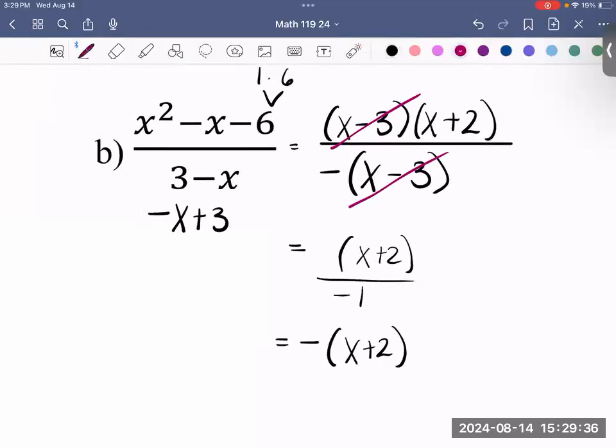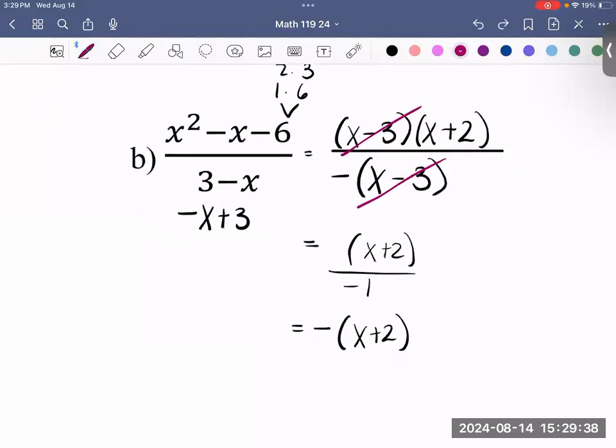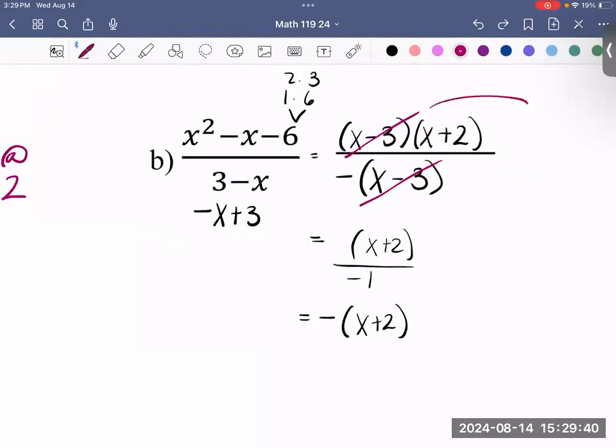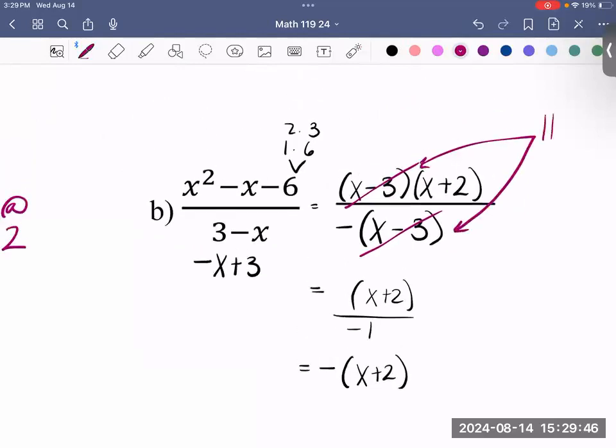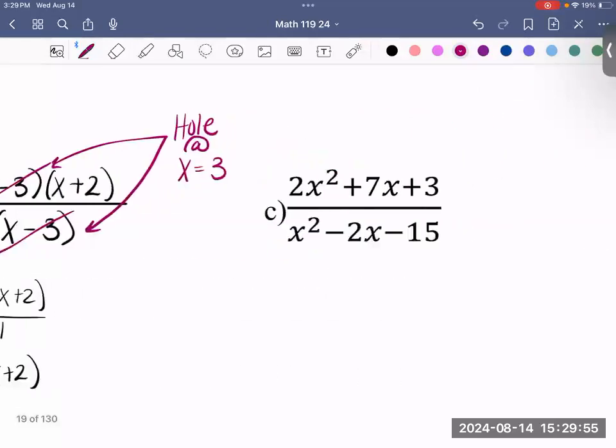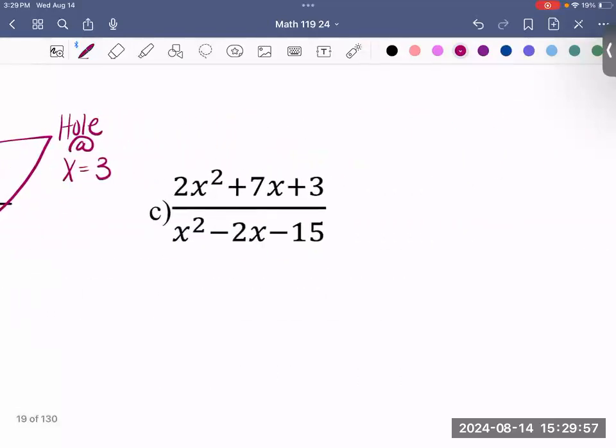All right, before we move on, you did some canceling. So what did you make? Well, we made a hole. I'll do it over here. We made a hole. Where is the hole? When x is equal to a positive 3. All right, last up, we have this one.